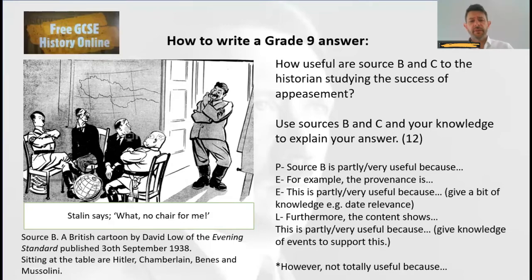So I'll put a little writing frame on here. Have a little think. You can give this a go, and I'll show you an example answer. So have a think about Stalin in the doorway for your content. What does that say about things?